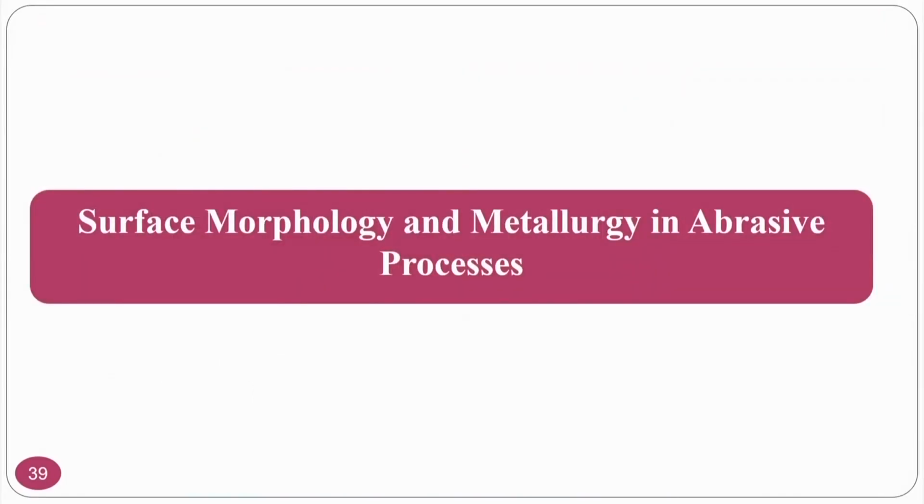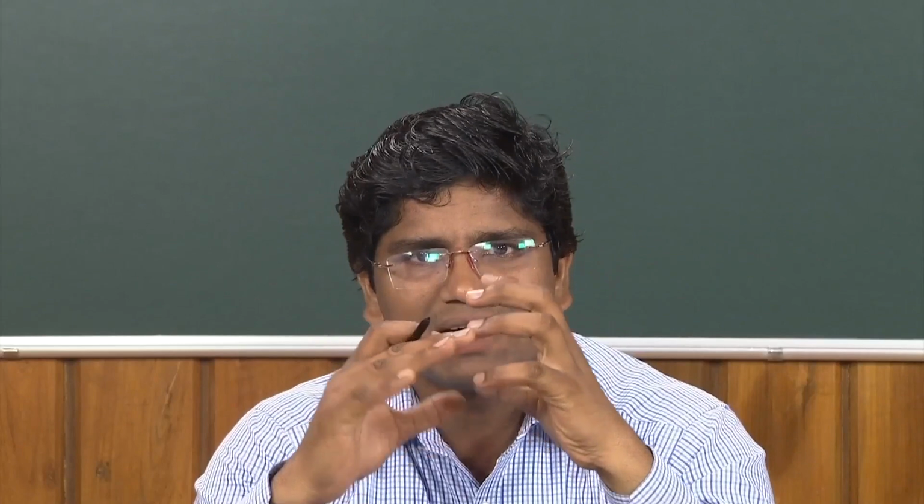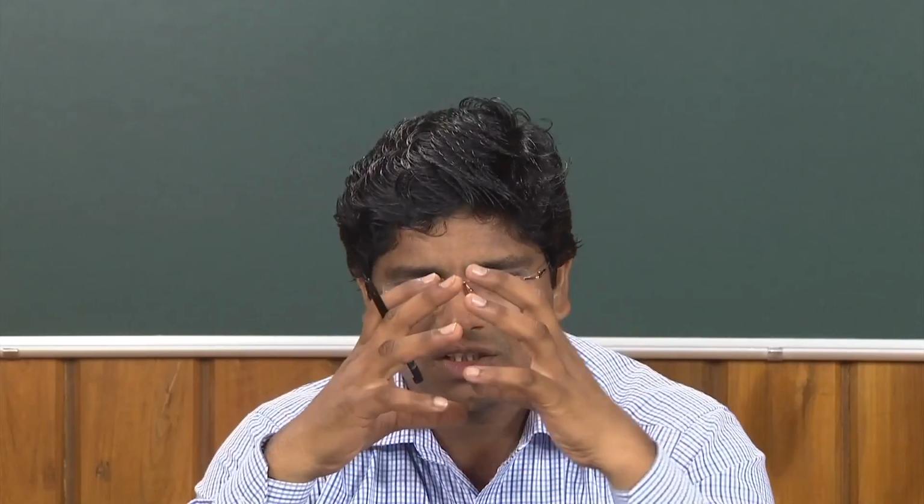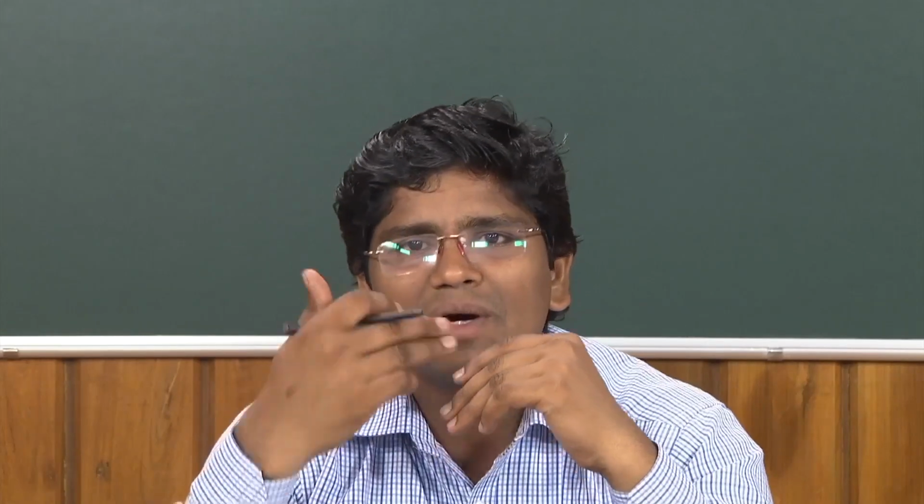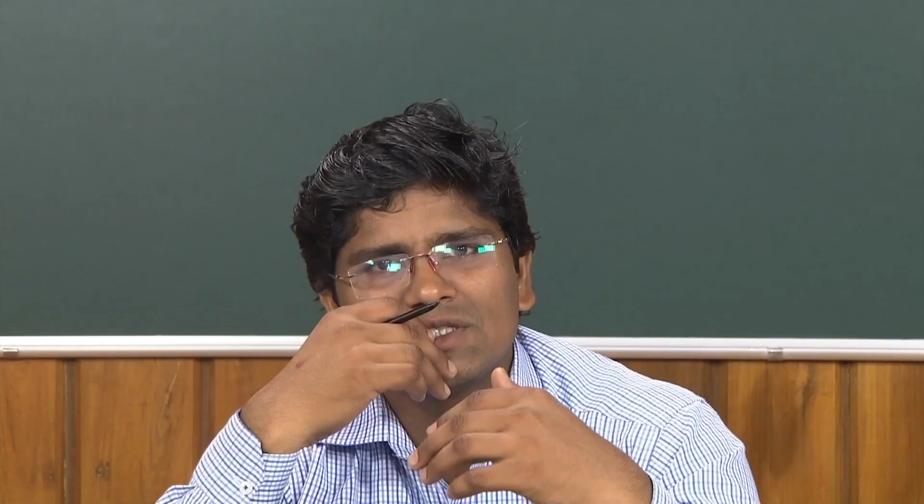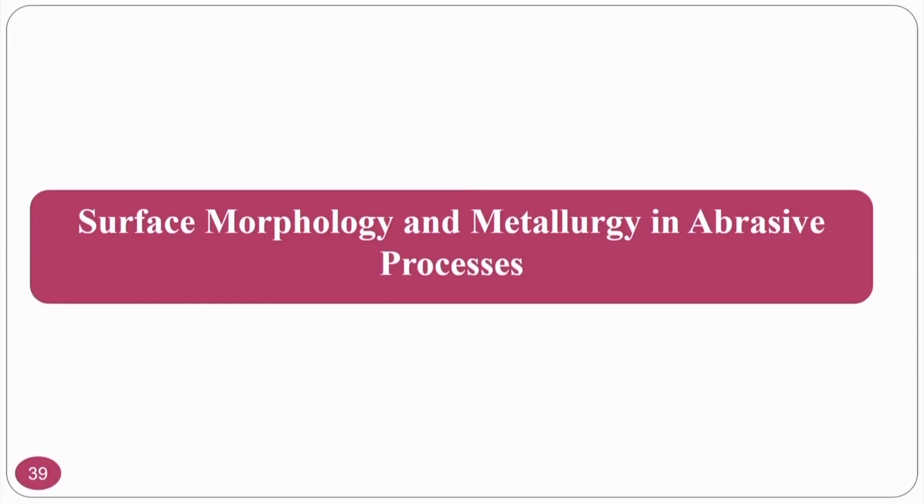The surface morphology and metallurgy in abrasive processes. Apart from the surface roughness that we have measured, surface morphology is a completely different aspect, because there will be chips clogged or chips burnt on the surface. This sometimes cannot be measured. Assume that I have a surface like this, whenever you do some finishing process, this particular thing can bend like this.